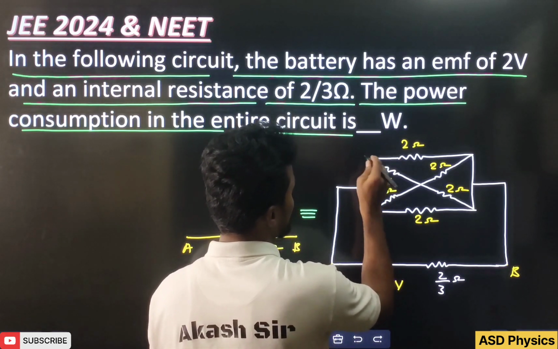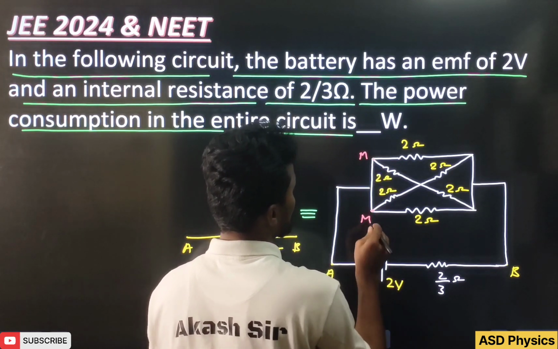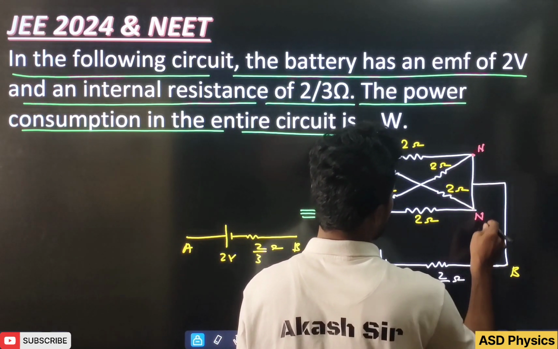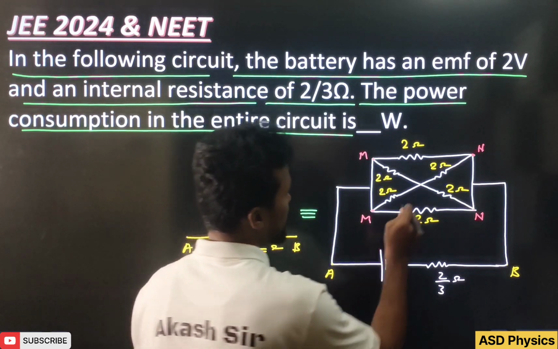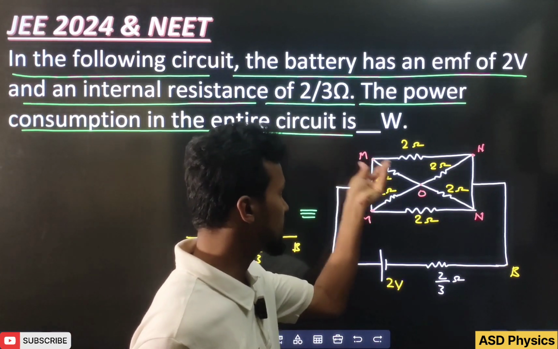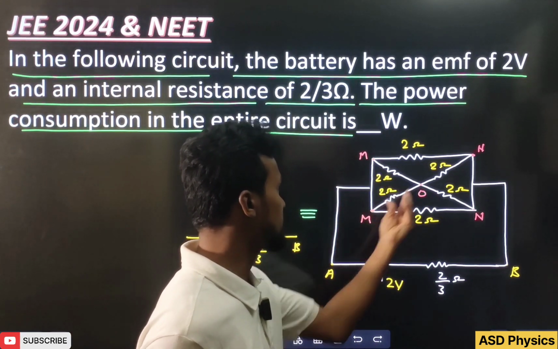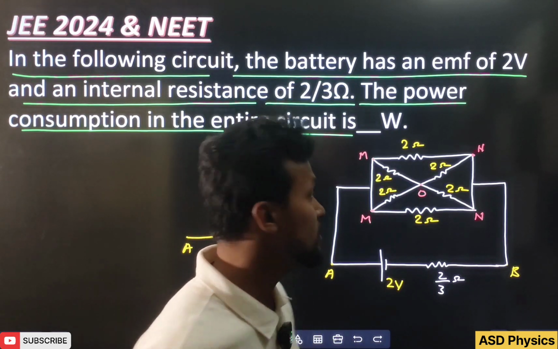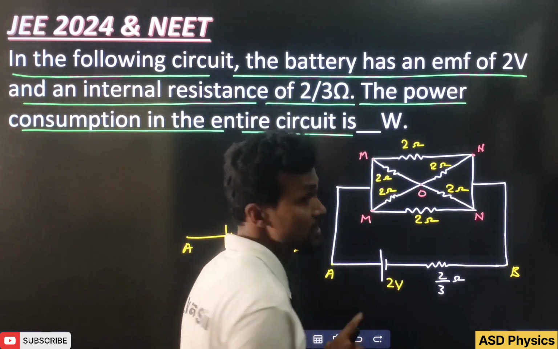Let's take this point as M, and this is also M. Here also you can see it is shorted. This is N, this is N. Okay, and after that, let's take this point I have written as O. You can see very well, this 2 ohm is connected between M and O, and this 2 ohm is also connected between M and O. That means this 2 ohm and 2 ohm are connected in parallel. When 2 and 2 are connected in parallel, it will be 1 ohm.